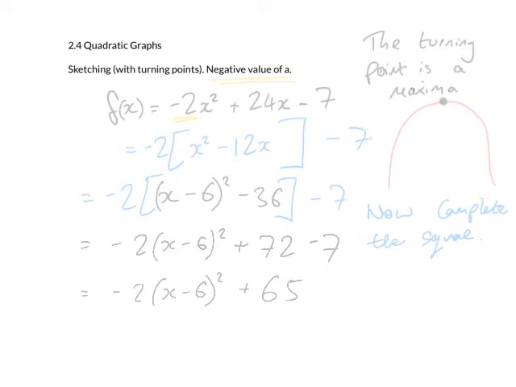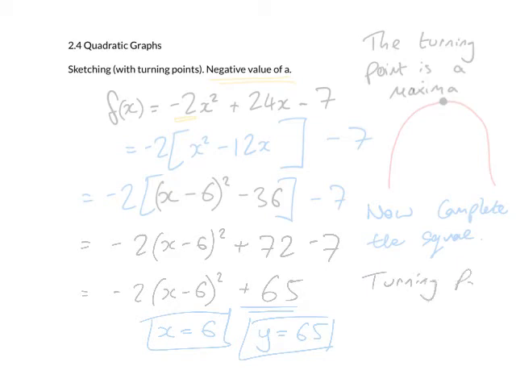Now, we want to make the x minus 6 squared term equal to 0, and so x equals 6. And that is the value, 65, that y takes when the bracket is 0. So we get our coordinates again, this time of a maximum point, but always the coordinates of the turning point are found in this manner.